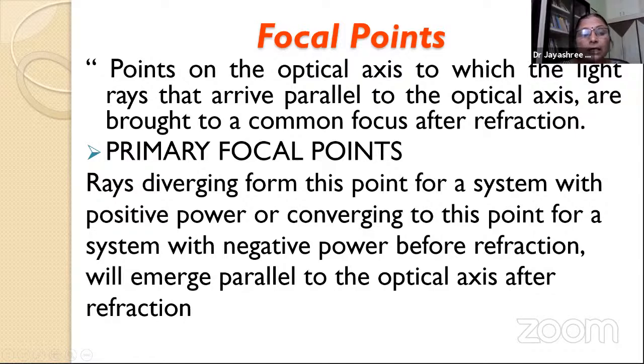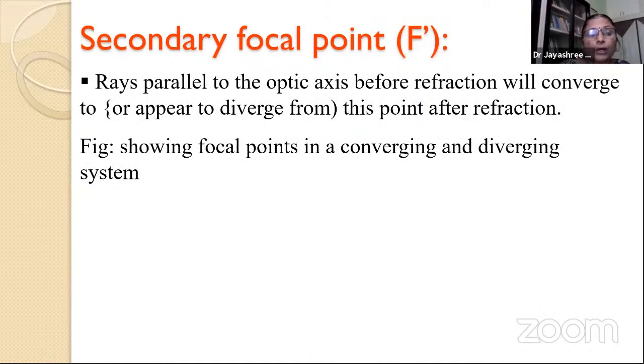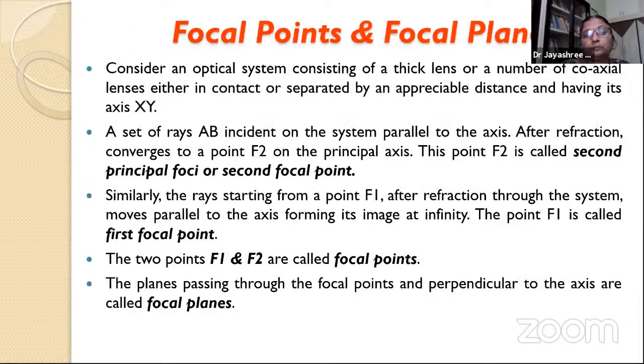That is, whenever a ray diverges from this point for a system with positive power, or converges to this point for a system with negative power, then after refraction it will emerge parallel to the optical axis. The secondary point is the same as far as this point is concerned.